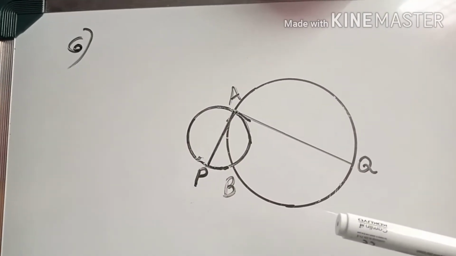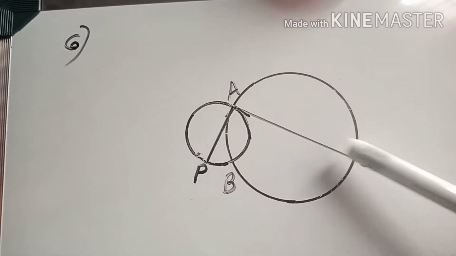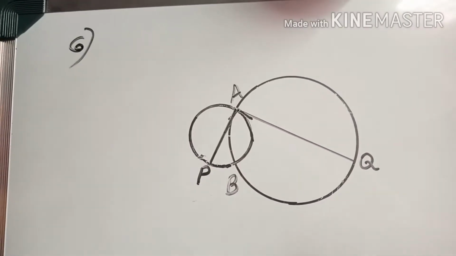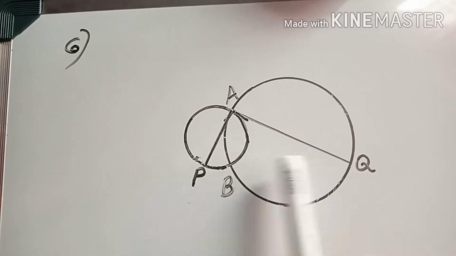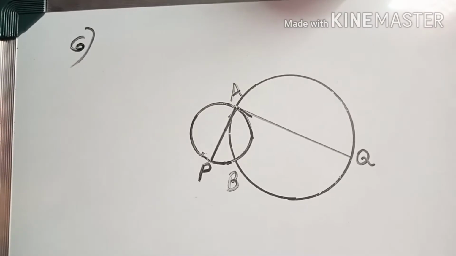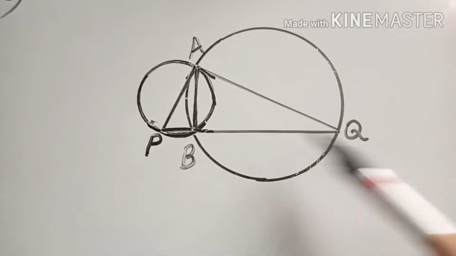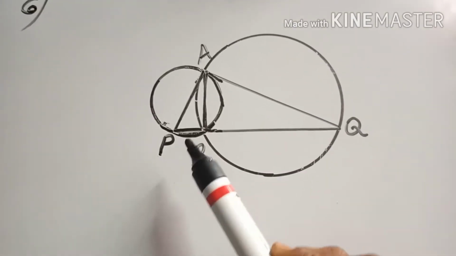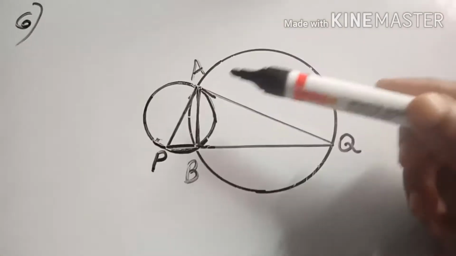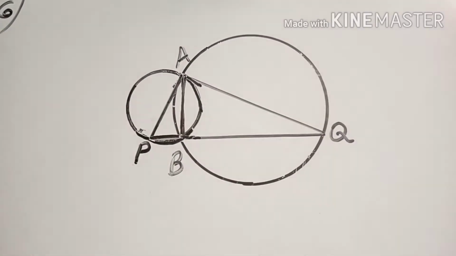Now first sub question is prove that these 3 points P, B, Q are on a line. Are on a line means when we join these 3 points we must get a straight line. That is the question we need to prove here. In order to prove this, first of all let's join P, B and Q. After that let's join A and B. Like this, a straight line.